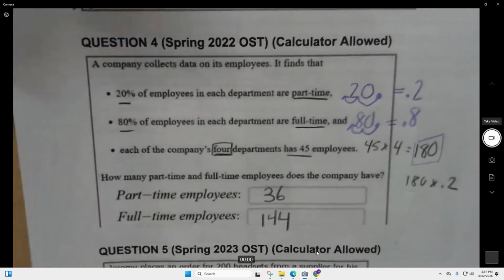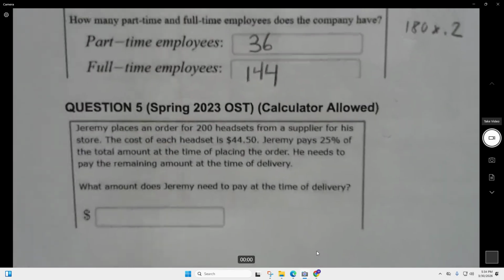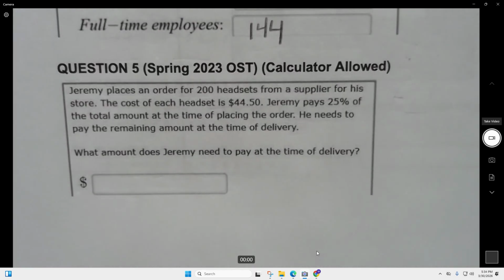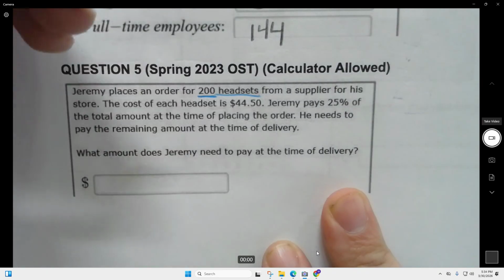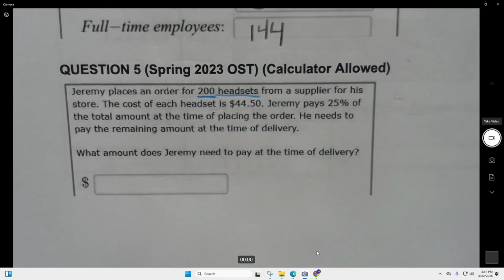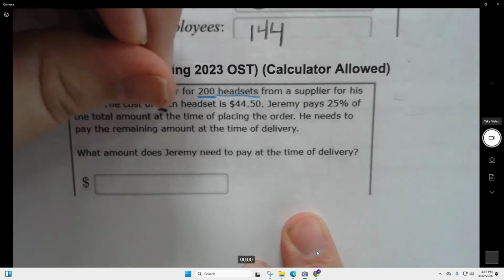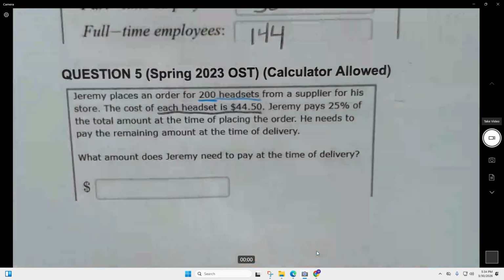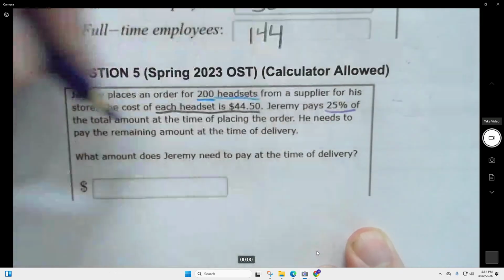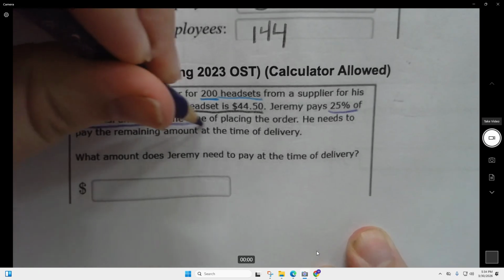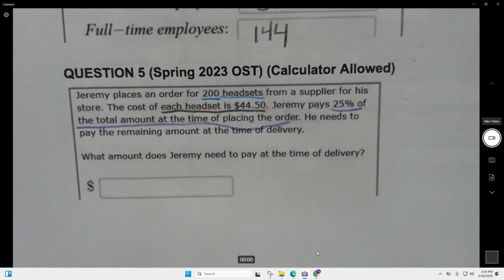Question 5. From the Spring 2023 OST, calculator allowed. Jeremy places an order for 200 headsets from a supplier for his store. The cost of each headset is $44.50. Jeremy pays 25% of the total amount at the time of placing the order. He needs to pay the remaining amount at the time of delivery. What does he need to pay?